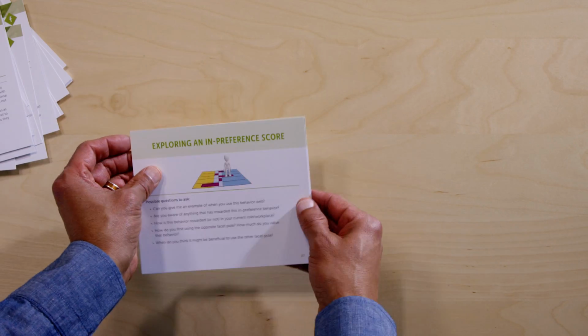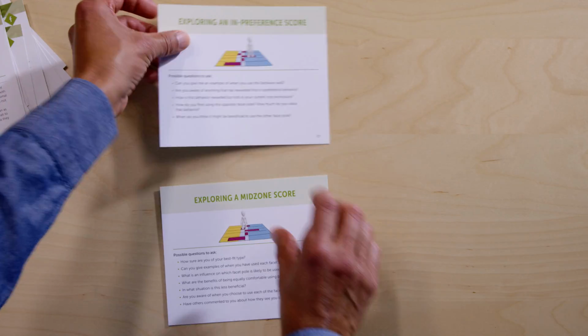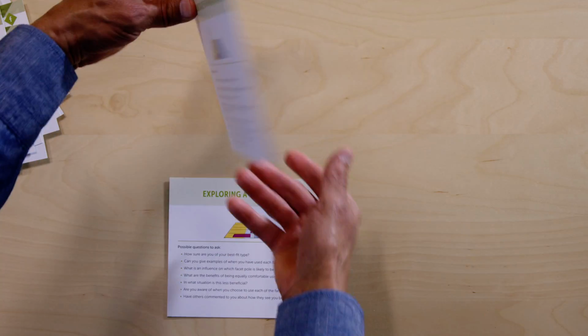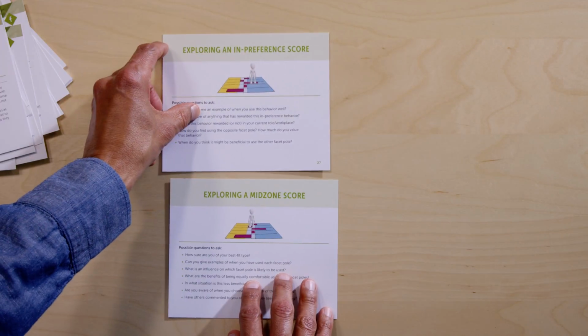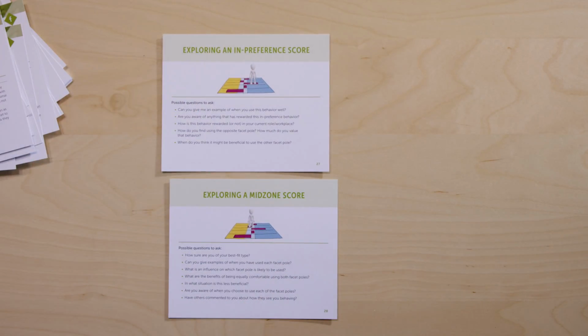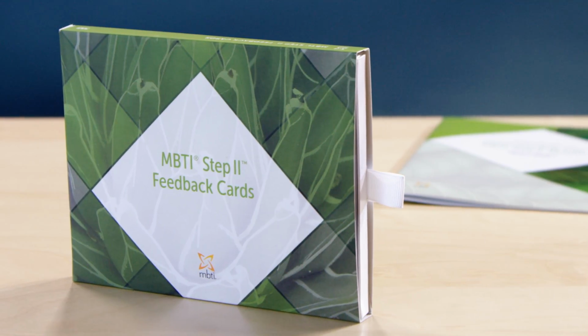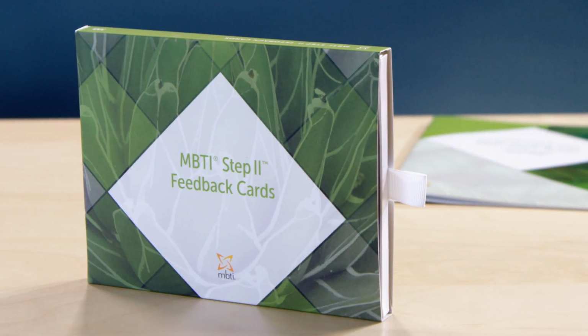28. These are reference cards that feature probing questions you can use, depending on whether the participant has an in preference, mid-zone, or out of preference result for any particular facet. And finally, when you're ready to put it all together and discuss the participant's whole type, use the last card in the deck to help guide that part of the feedback session. And there you have it, the 28 MBTI Step 2 feedback cards.